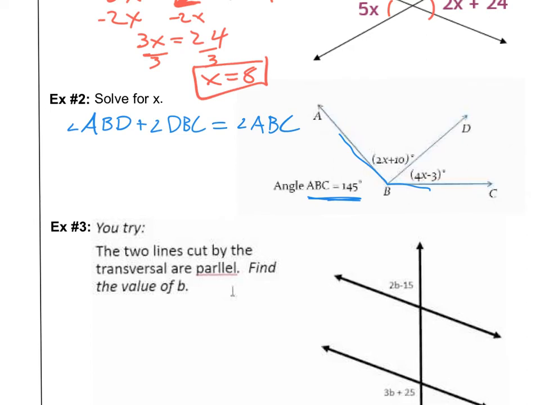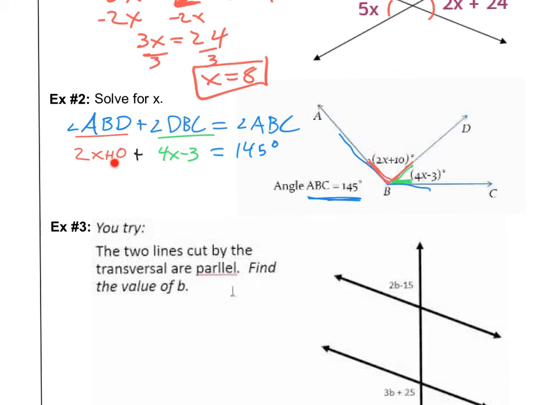So, for example, ABD is the red one. So we're just going to put a 2x plus 10 there. And then I'll say that this is the green one, and that looks like a 4x minus 3. And then the blue one is the big one, which we'll just leave blue, and that's ABC, which they tell me is 145 degrees.